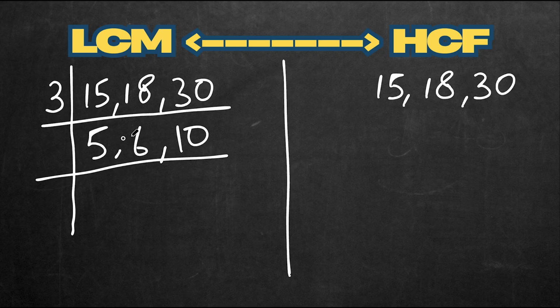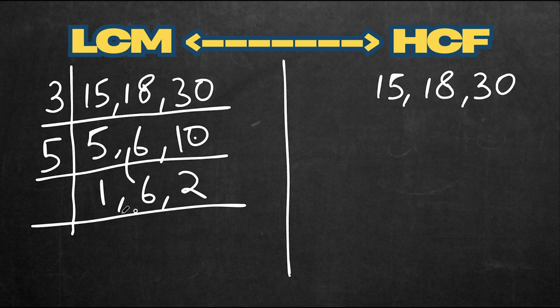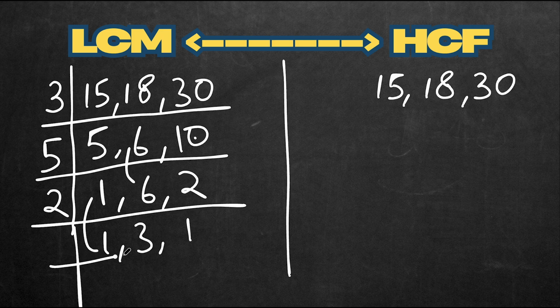Now, again, as you see, I can divide at least 5 and 10 with 5, right? So 5 times 1 is 5, 6 will come down as it is, and 5 times 2 is 10. Now I know 6 and 2 can be divided by 2. So 2 times this 1 will come down as it is. 2 times 3 is 6, and 2 times 1 is 2. And now I will write 3 here. 1 will come as it is. 3 times 1 is 3, and this one will come as it is.